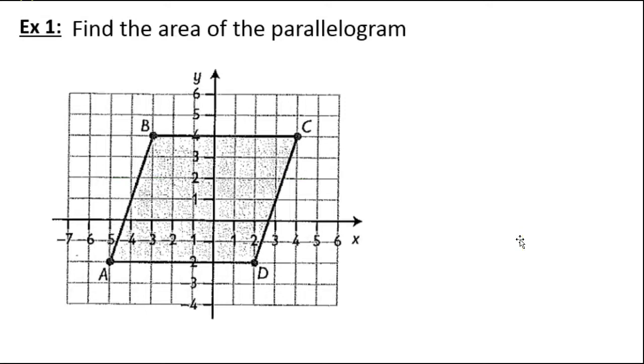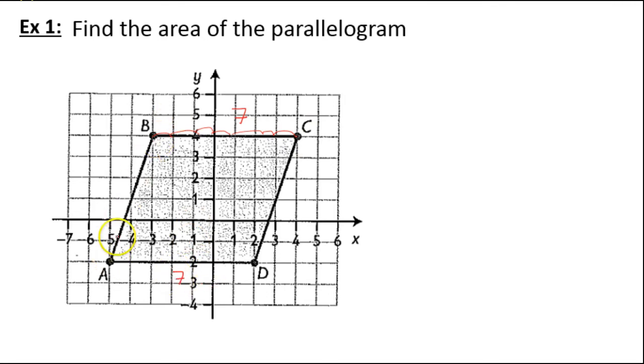Here's an example. We've got to find the area of a parallelogram. To find this area, first things first, we need to find the distance from B to C. Two different ways: you can apply the distance formula, or we can just count units. That's 1, 2, 3, 4, 5, 6, 7. So our distance here is 7 on top. If it's 7 on the top, it's going to be 7 on the bottom.